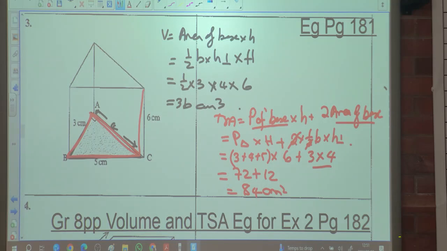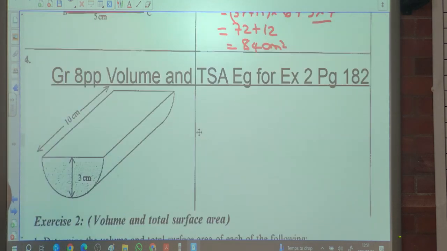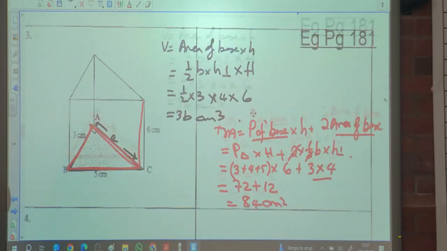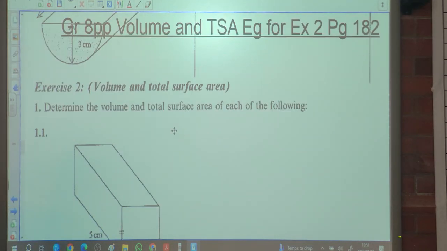Guys, understand? Any confusion? Last one for the weekend.